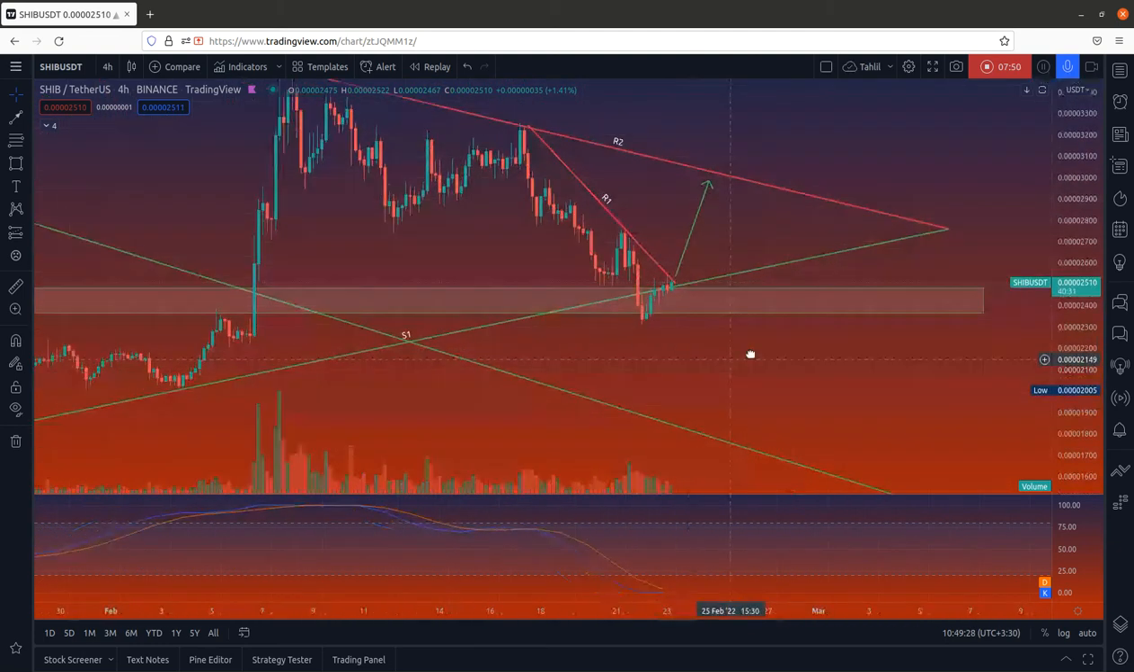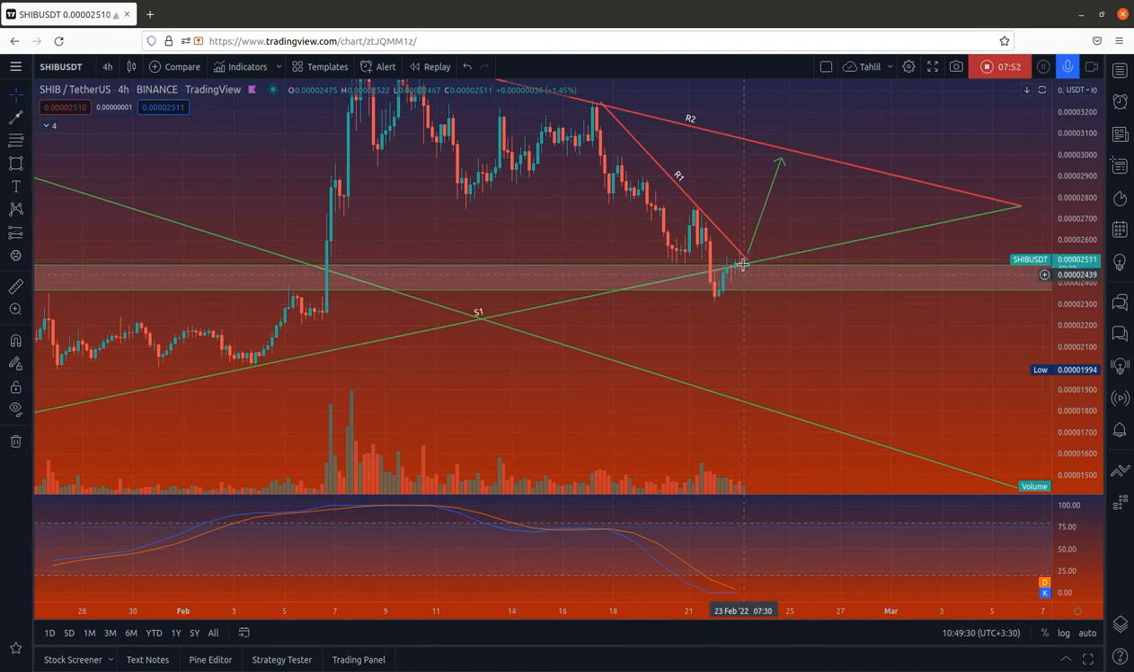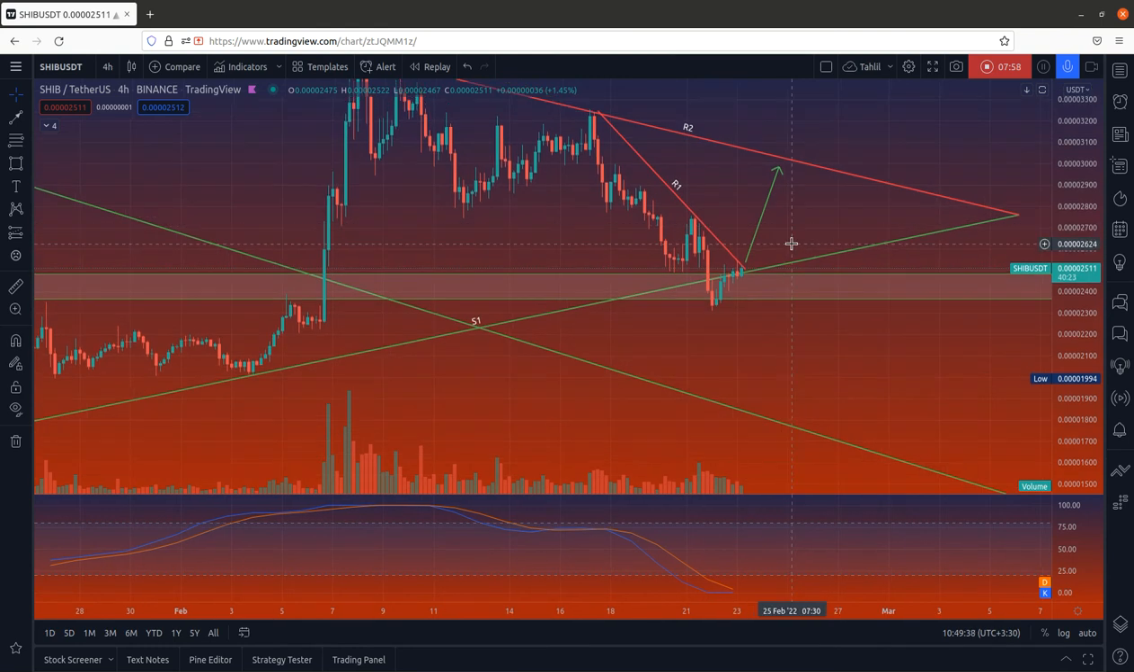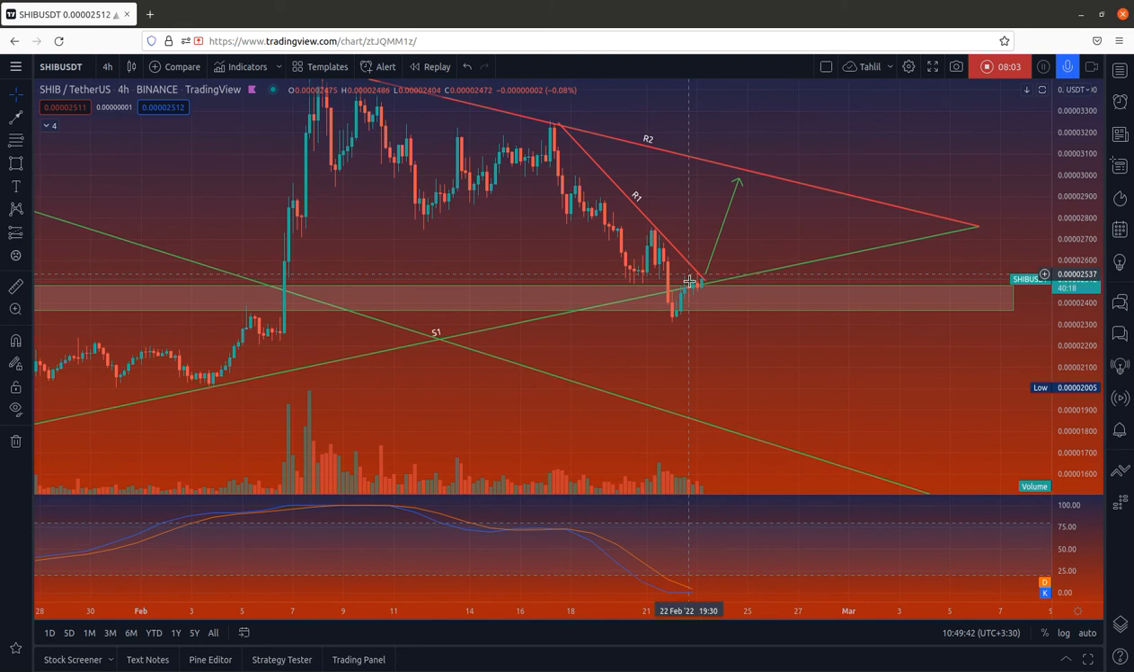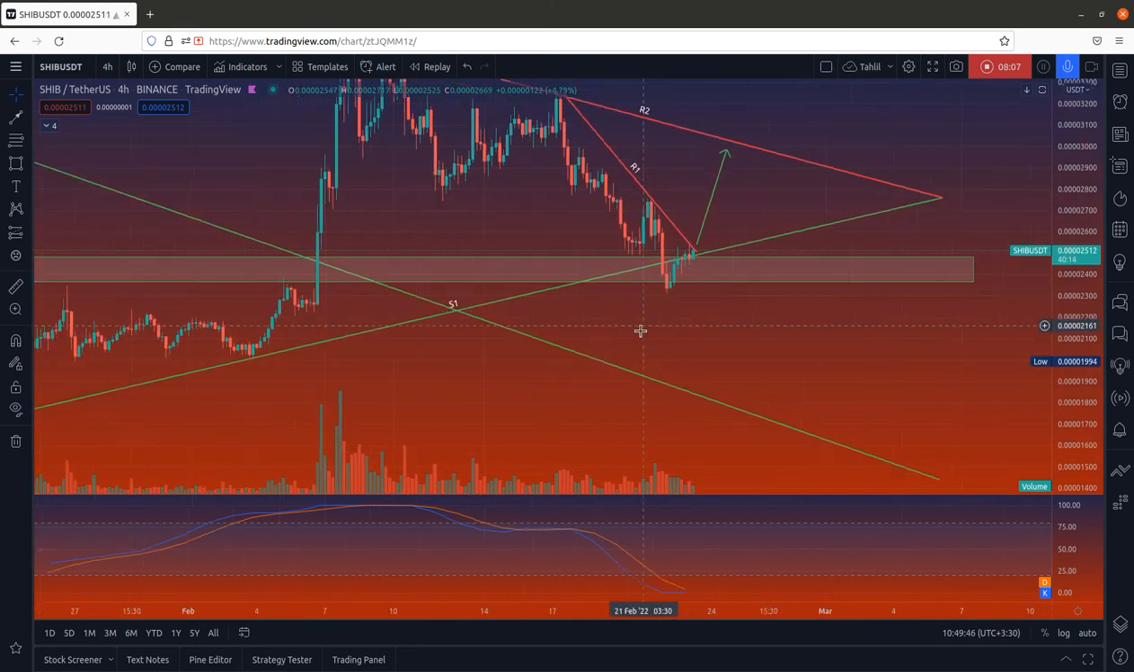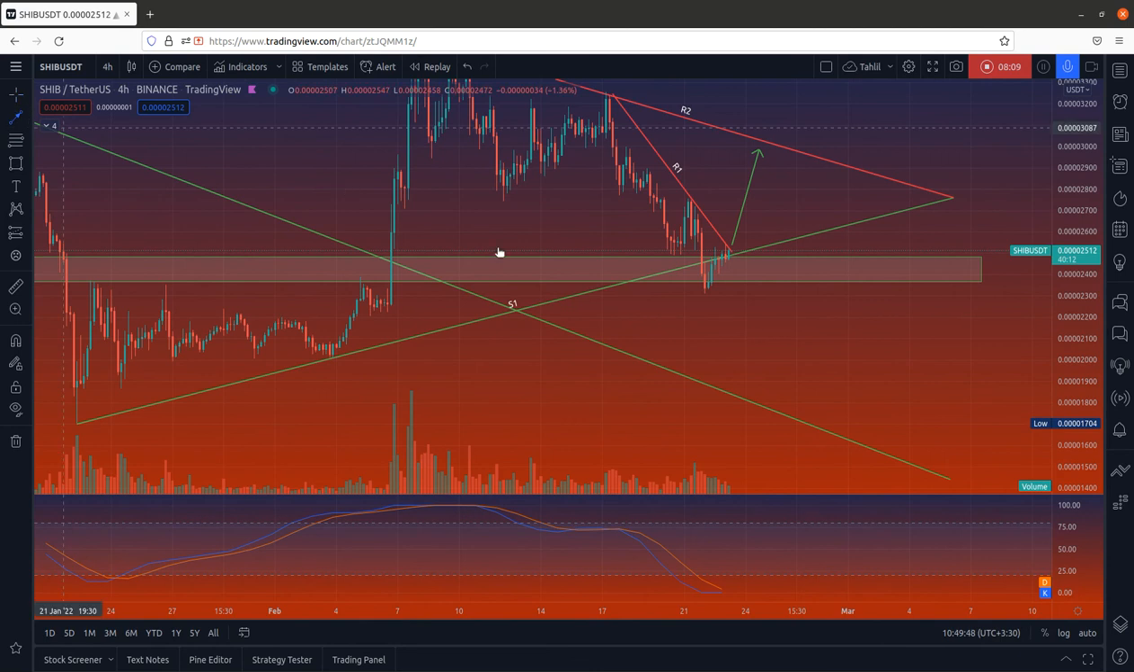So there are three areas, three lines which make a confluence in this area. Therefore, it's a very strong resistance area. The price needs very much power to be able to break this area. But if it is broken, it will go higher. If it is not broken, the price will obviously come down.